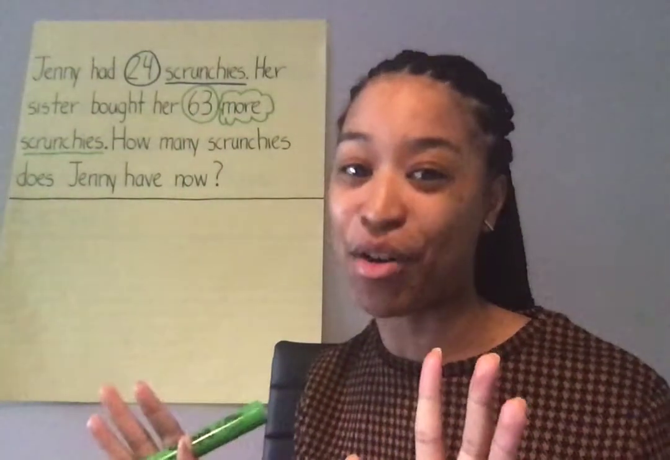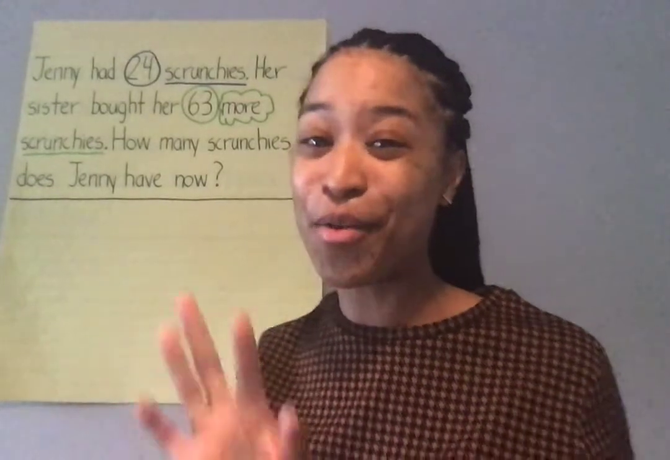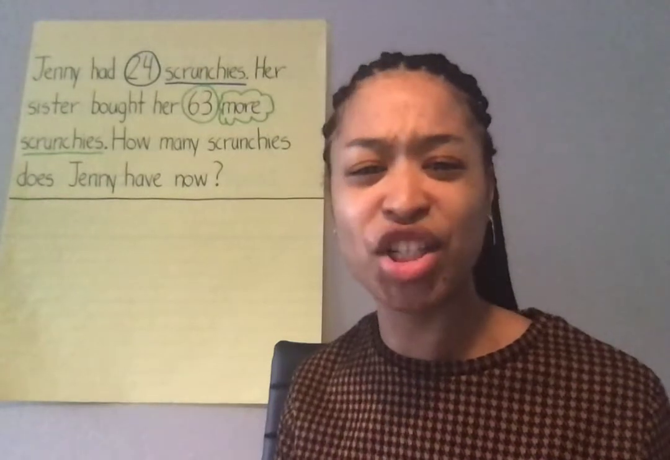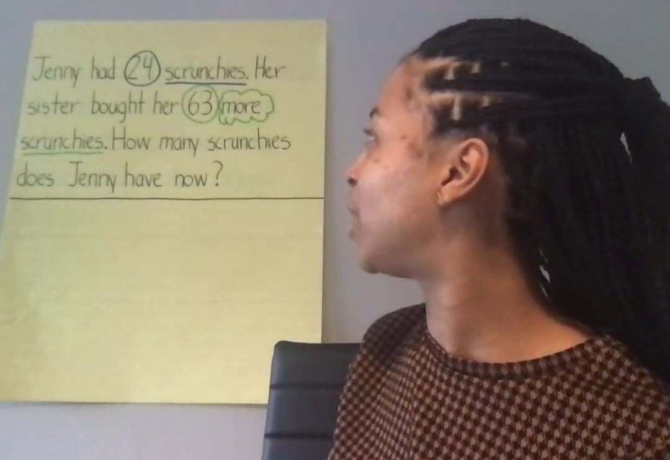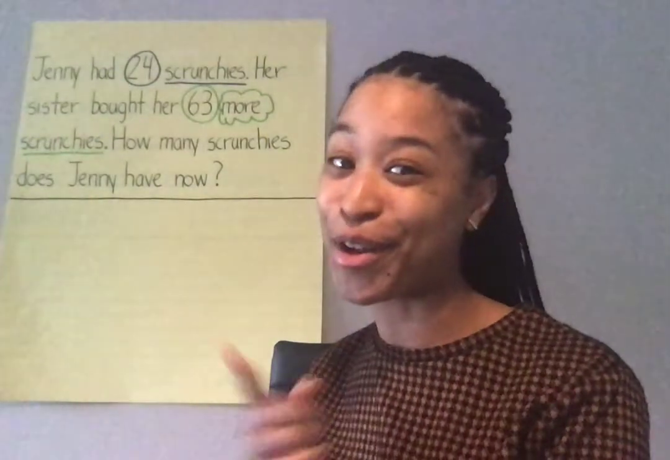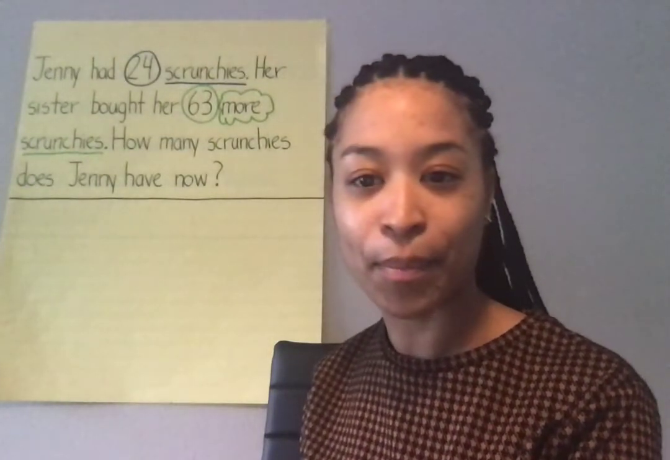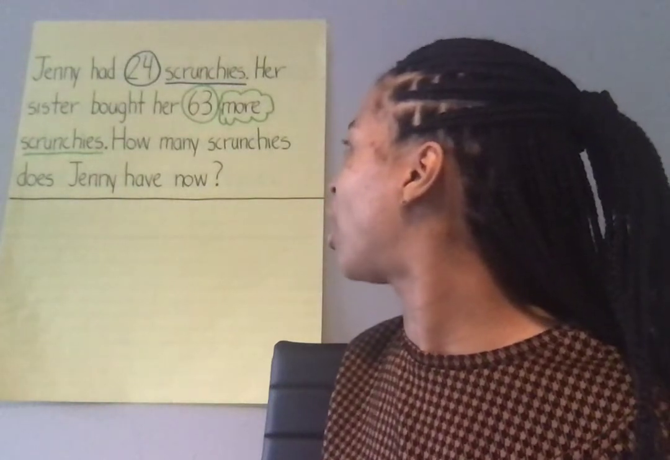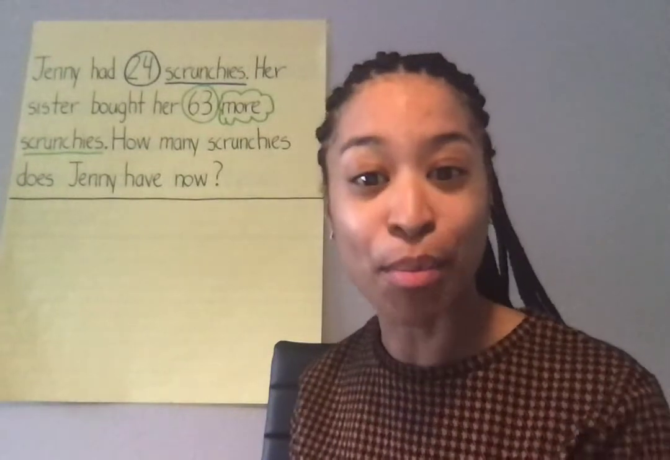Okay, now, remember when I asked you what more means? So now that we're about to solve, let's talk about the story problem together. How many scrunchies did Jenny have to start with? Let's go back to the story problem. Jenny had 24 scrunchies. Ooh, if you said 24, you're right. And now her sister brought her some. How many did her sister buy? Her sister bought her 63 more. Okay, so her sister got her some more.